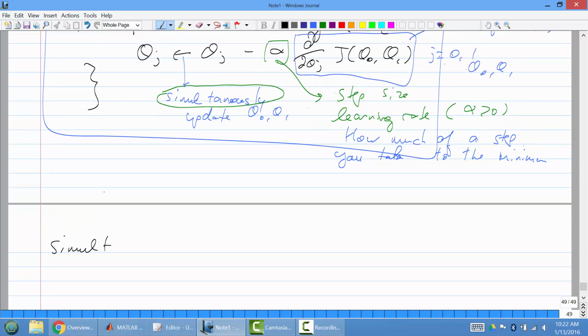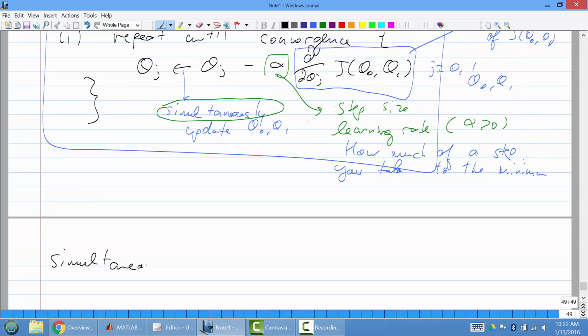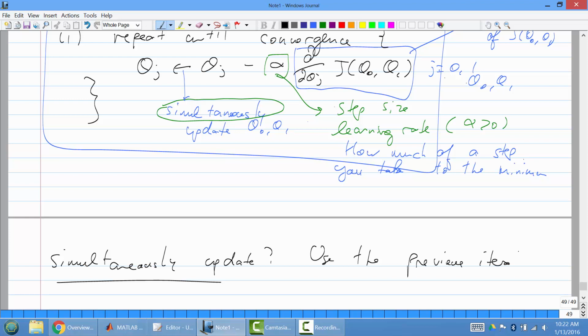Let me move this up so you can see that equation there. So simultaneously, and I'll talk about why this is used, like what the actual intuition behind this is, and I'll talk about that soon. So simultaneously update: use the previous iteration's parameters to update the next iteration.